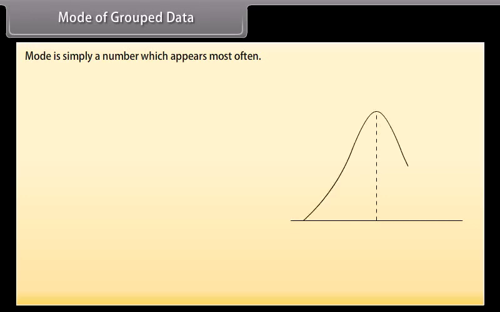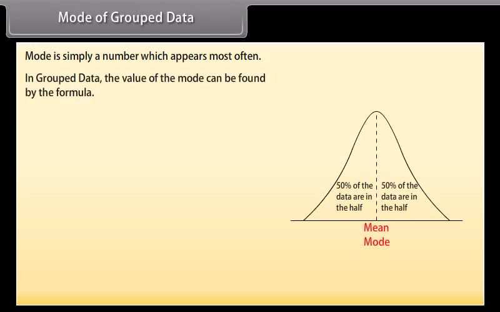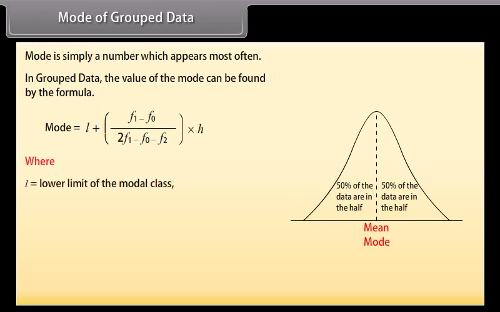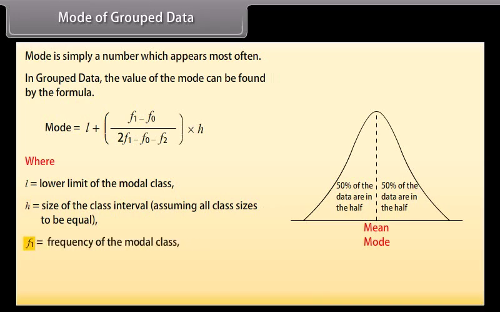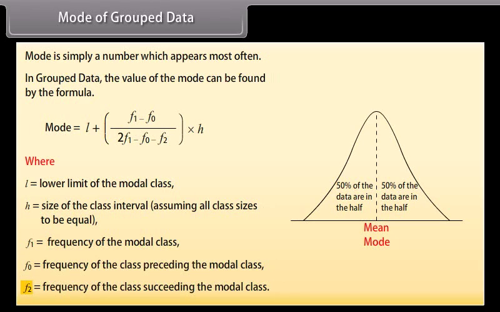Mode of grouped data. Mode is simply a number which appears most often. In grouped data, the value of the mode can be found by the formula as given below. L plus (F1 minus F0) divided by (2F1 minus F0 minus F2), multiplied by H, where L is equal to lower limit of the modal class, H is equal to size of the class interval, assuming all class sizes to be equal. F1 equals frequency of the modal class. F0 is equal to frequency of the class preceding the modal class. F2 is equal to frequency of the class succeeding the modal class.